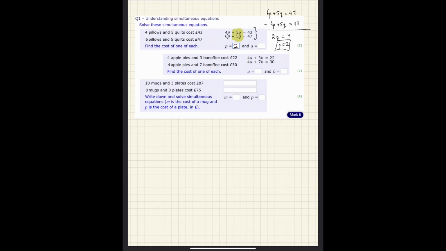For q, substitute into 4p plus 5q equals 43. 8 plus 5q equals 43. 5q equals 35, so q must be equal to 7. Same again here. You've got an equal amount, so simply take them away. 4a plus 3b equals 22, and I'm going to write the other one on top of it. Why is that? Because I don't want to deal with negative numbers. Take them away: 4b equals 8, b equals 2. 4a plus 3b equals 22, so 4a plus 6 equals 22. 4a equals 16, a equals 4.